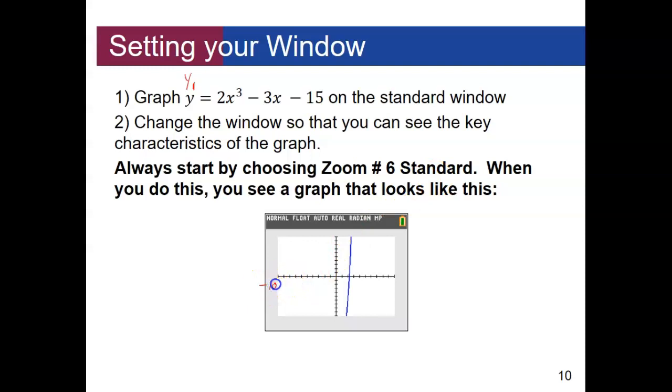This looks at the window from -10 to 10 and -10 to 10. But what we have to understand is that that's not always going to show all the characteristics of our graph. Sometimes we need to adjust the window to be able to see that. So in this case, it looks like this equation is a line, and we know that it's not a line because it has a cube here. So what we're going to have to do is adjust our graph.